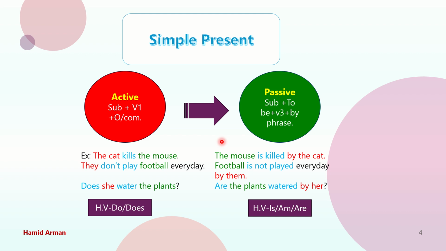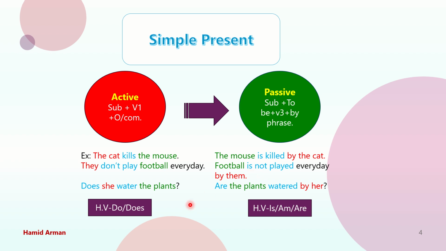And then we have the second example. They don't play football every day. They is the subject, don't play is the verb, and football is the object. Our sentence is negative. Our passive must be negative. Football is not played every day by them. Because football is singular, again we use is.